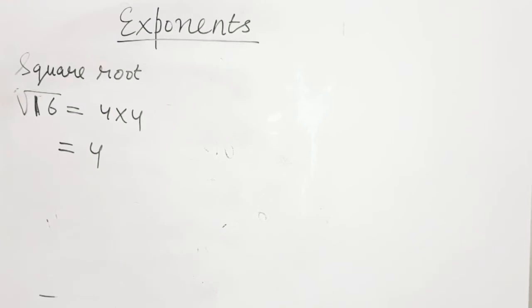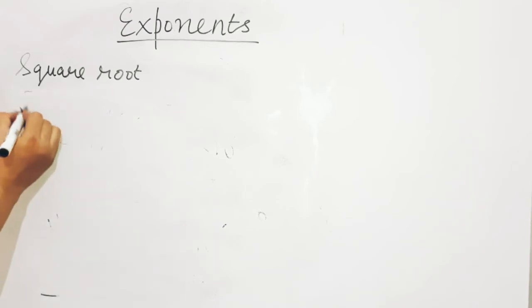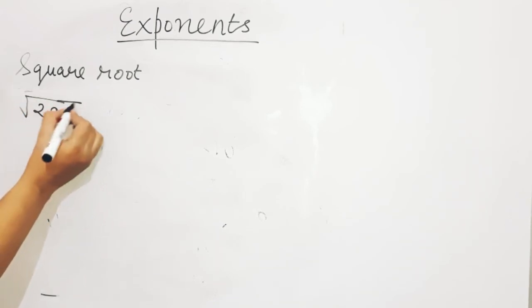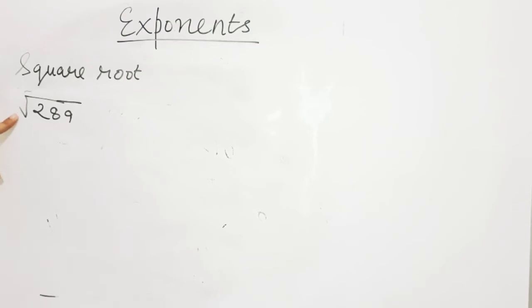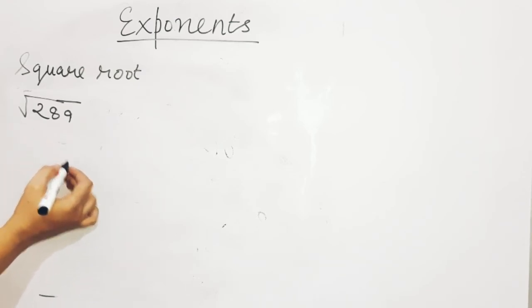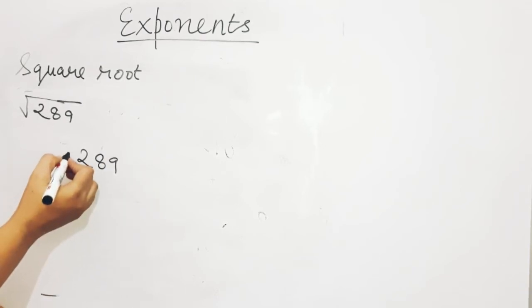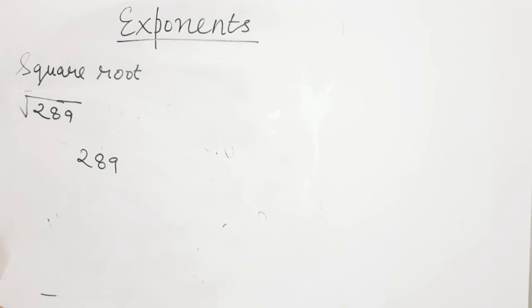Now how to find out the square root if you don't know the answer for a particular number? For example, I am giving you a question: 289. Now this number is the square of which number? How will you identify? For that you have to take the LCM of 289. So once you take the LCM, by which number is this going to be divided? Students, sorry, I have taken the wrong example.